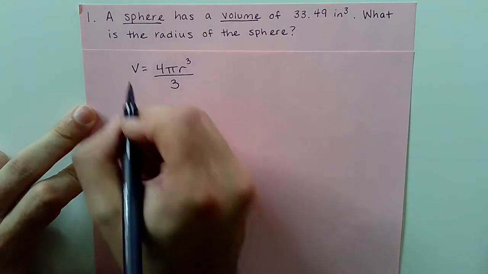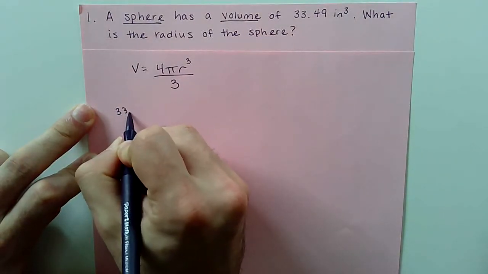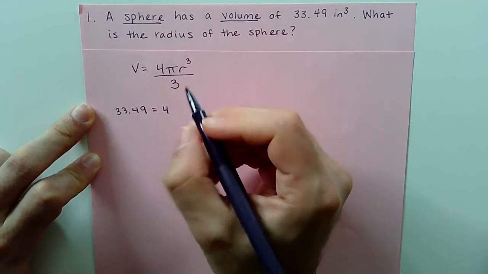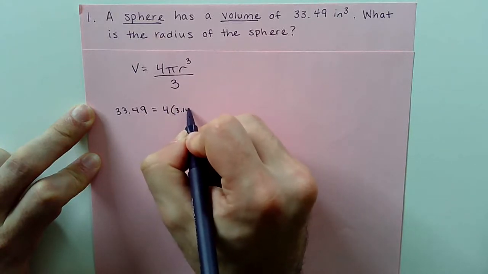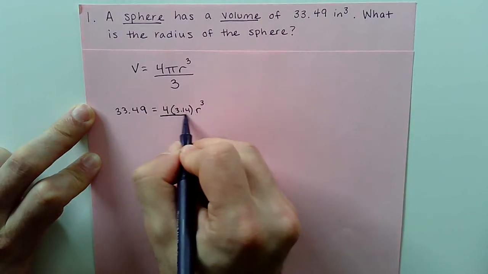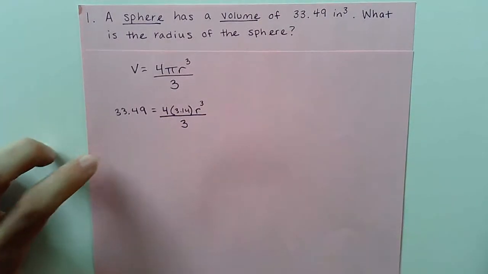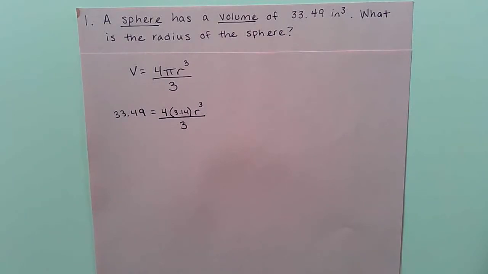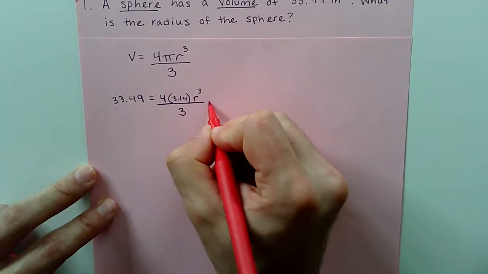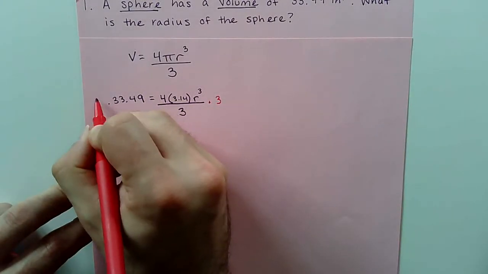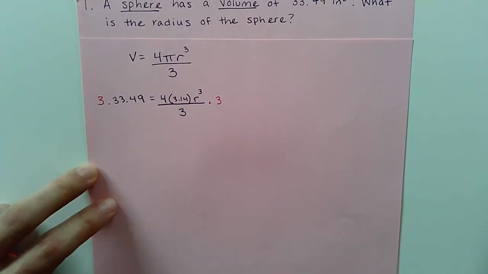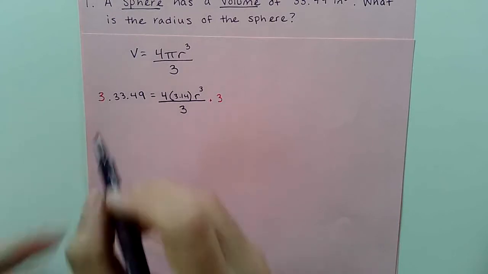Just like we did before, we start with our formula and plug in the information that we know. So volume, V, is 33.49. I'm going to keep 4, I'm going to keep 3.14, I'm going to keep r cubed, and I'm going to divide by 3. Well, we can now get rid of this divided by 3, so times by 3 on both sides. 33.49 times 3 gives me 100.47.